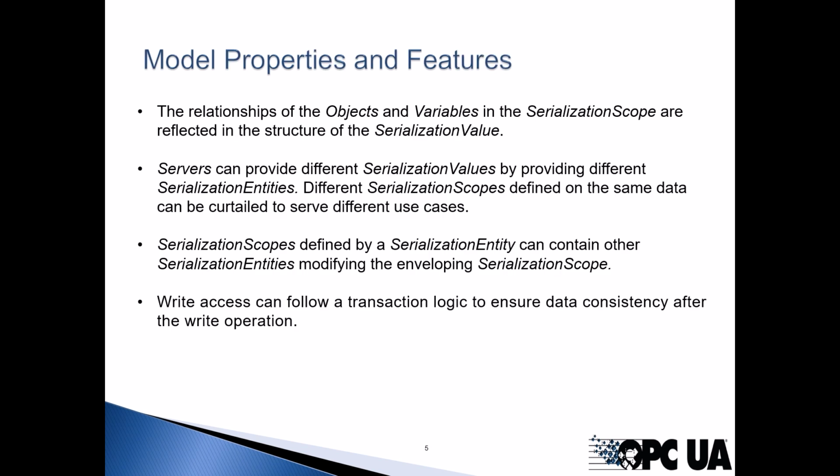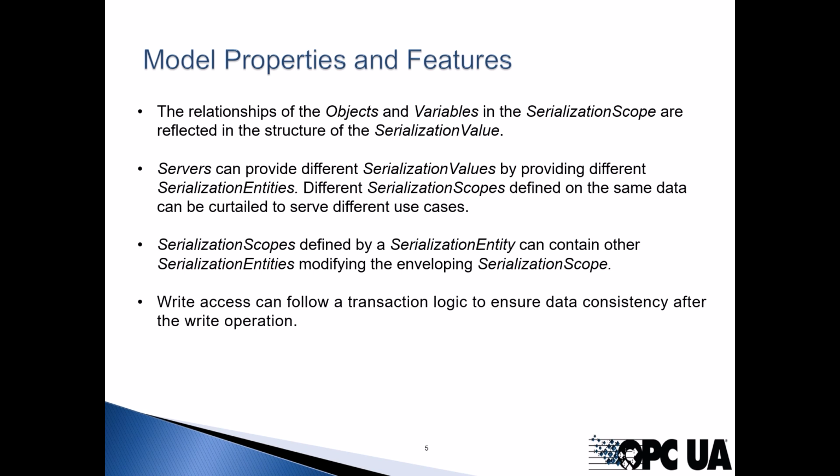Here are some base properties, advantages, and features of the serialization model. The structure of the serialization scope is preserved. This means that the parent-child relationships of the variables and objects in the node tree are mapped properly. Since any node can become a serialization start node and can reference one or more serialization entities, servers can provide different serialization values for the same subset of the information model, as well as serialization values for separate subsets.